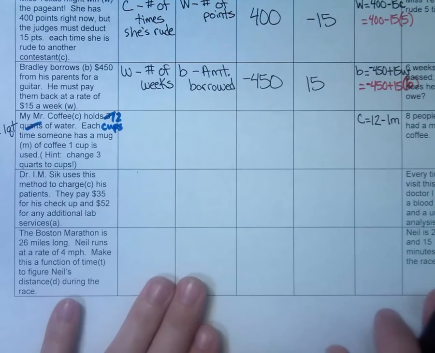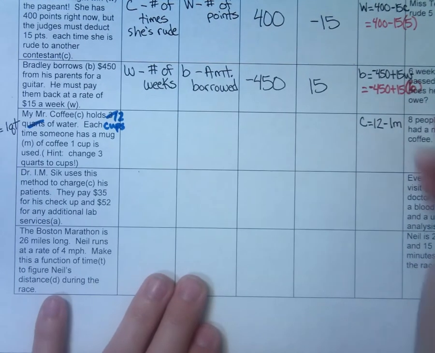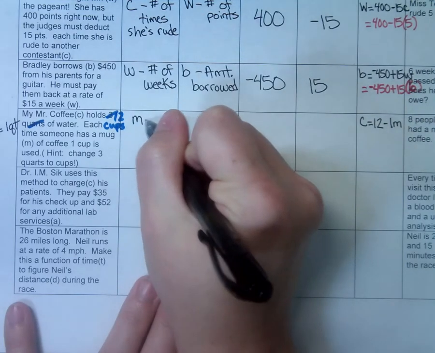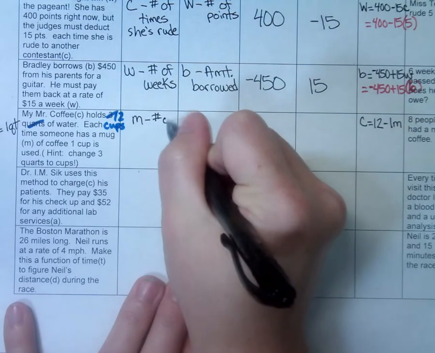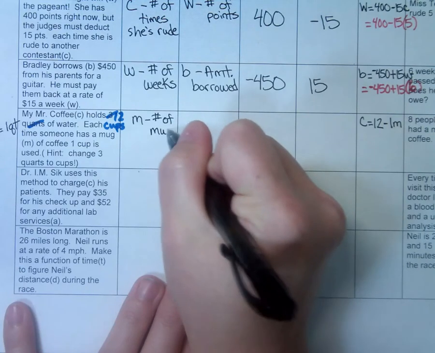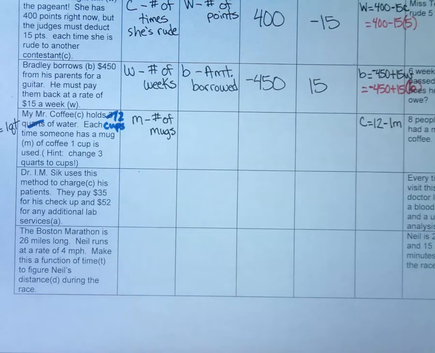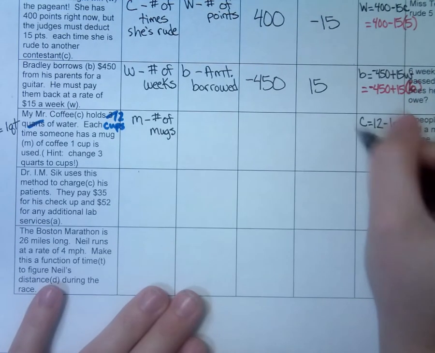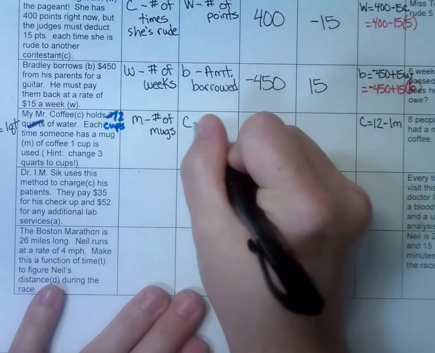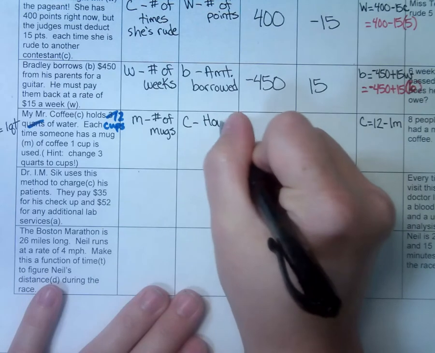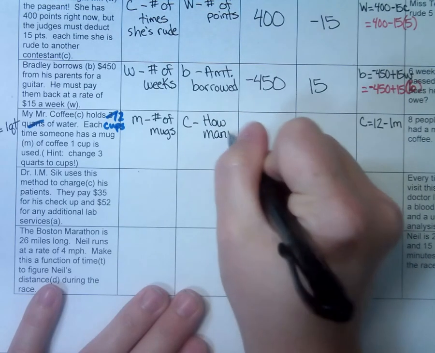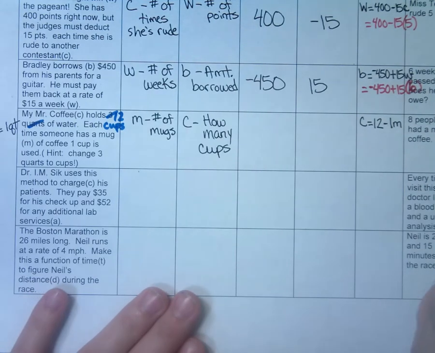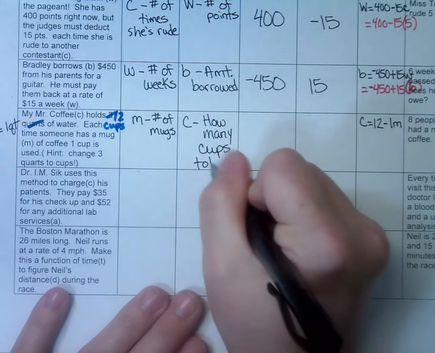All right, independent variable, what do you think? That's right, it's M, typically the X, but in this problem we used an M, and that stands for the number of mugs that people have used. Our dependent variable, the Y, but this time it's not a Y, it's a C, stands for how many cups our Mr. Coffee has. I'll just put how many cups total.